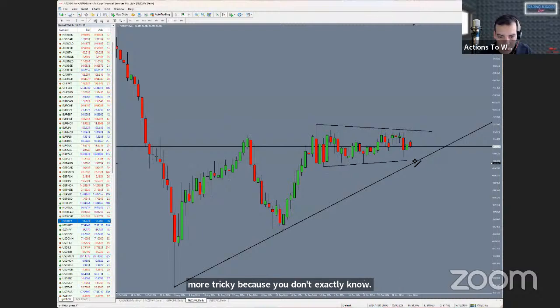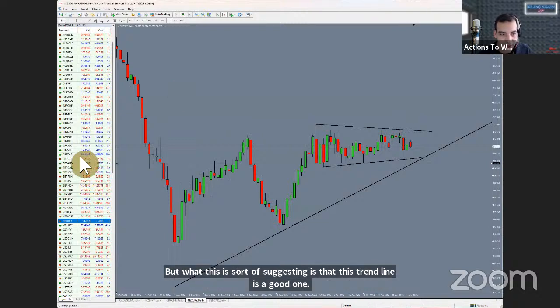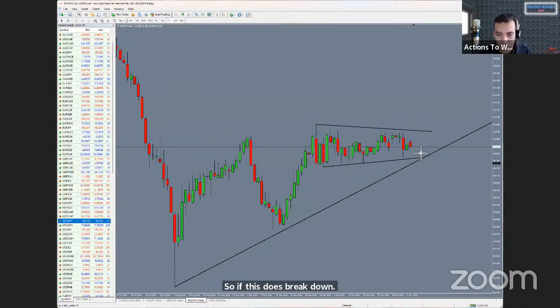But these lines look pretty clean. There's not a third touch, which makes it a bit more difficult. But this low here is going to be significant. What this is sort of suggesting is that this trend line is a good one. So if this does break down, then the chart will also start to back up what's been suggested on the COT data.